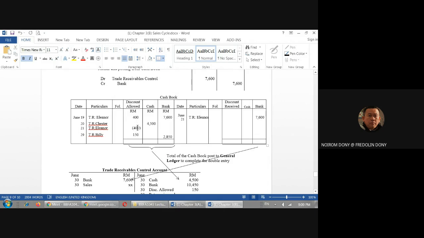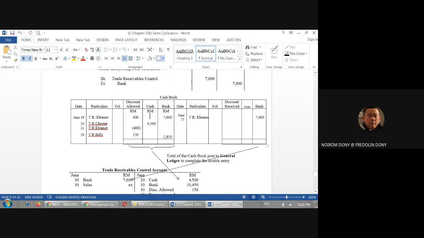Okay, and then after that, we receive payment by check, the 3,000, isn't it? So 3,000 is the amount owing. So the check amount is lesser than 3,000. So 3,000 minus 150 discount allowed is 2,850. So we do the first step. So this is your point of reference.